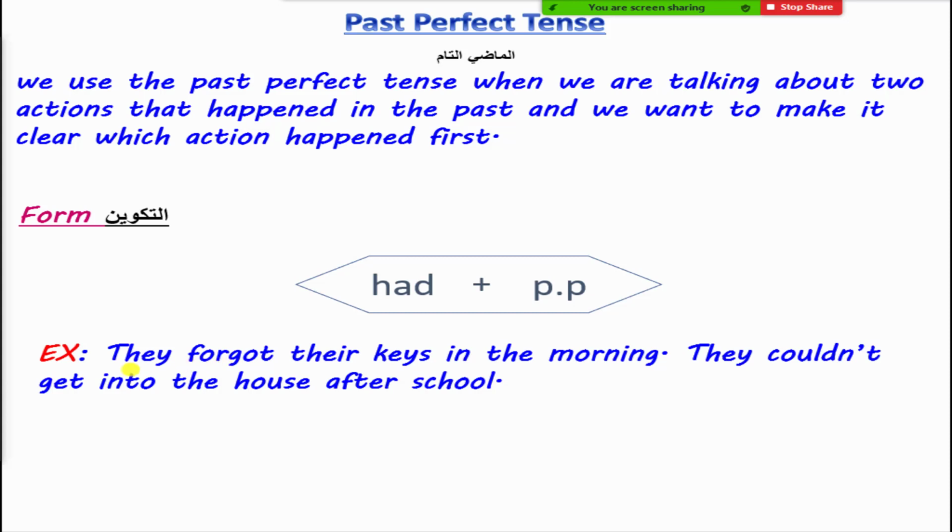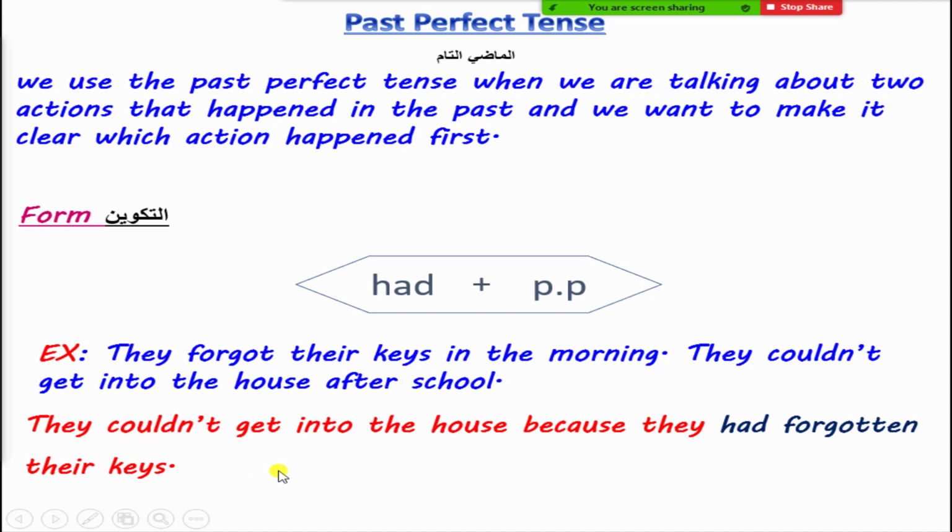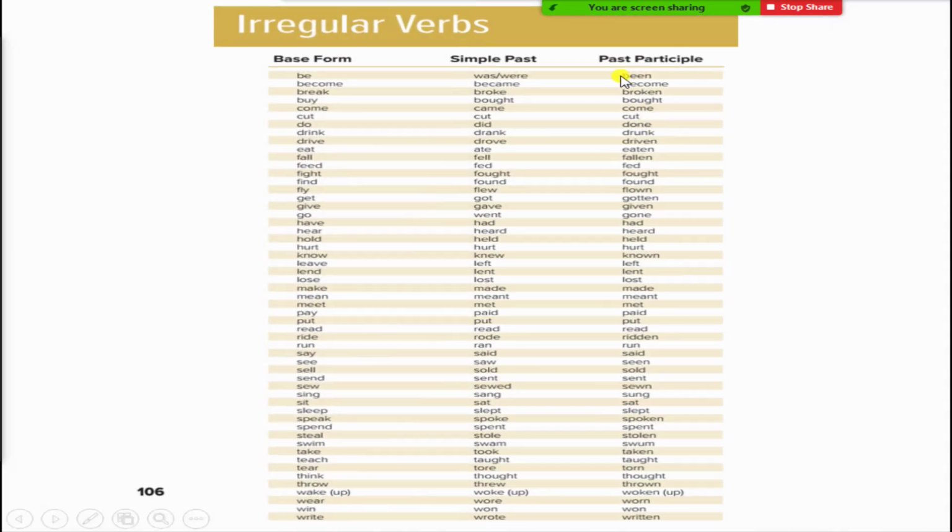Another example. They forgot their keys in the morning. They couldn't get into the house after school. So they forgot, this is what happened first, and after that they couldn't get into the house. So we say they couldn't get into the house because they had forgotten. Forgotten is the past participle of forget. Forget, forgot, forgotten.